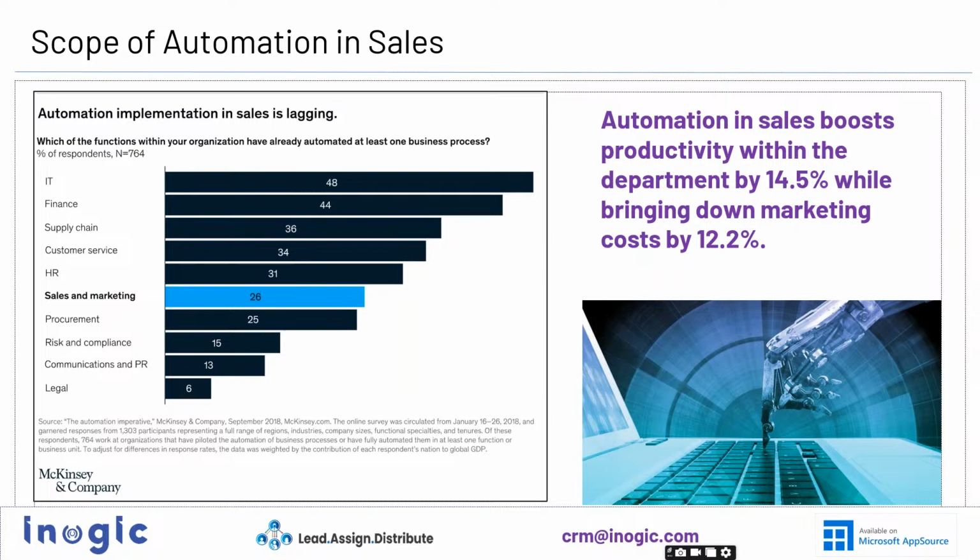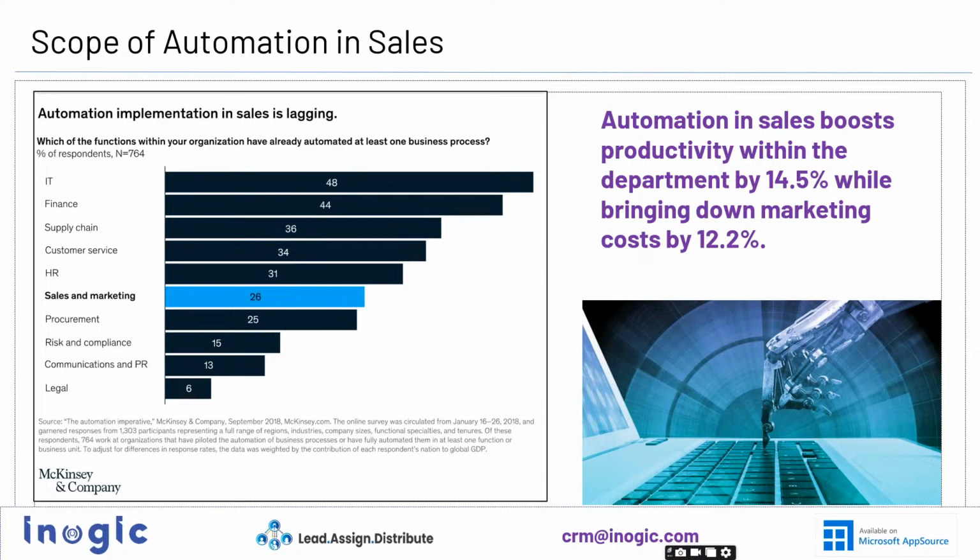Well, the next step is to identify whether we can automate the sales process, and if yes, the bigger question, how? The answer is our solution, the lead assignment and distribution automation. A simple way to manage all the inbound leads within the Dynamics 365 CRM.